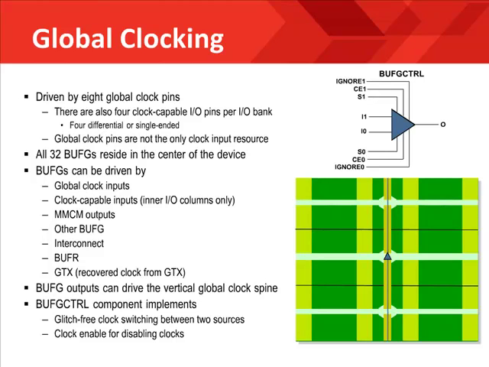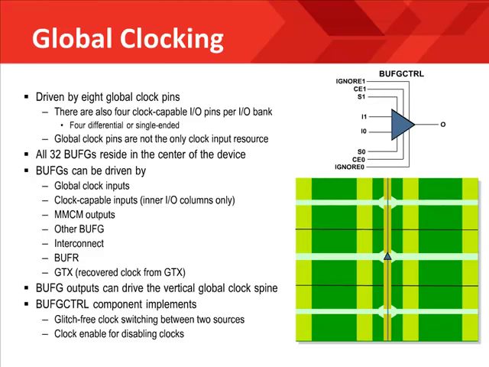The MMCM outputs, other buff-Gs, general interconnect, regional clock buffers, or buff-Rs, as well as the outputs of the GTX transceivers. The buff-G outputs can drive the vertical global clock spine. Also, the buff-G control component implements a glitch-free clock switching between 2 sources and operates a clock enable for disabling clocks if so desired by the designer. Please note that the buff-Gs can only be driven by clock-capable I/O pins that are placed in the center I/O columns. This is important again for planning your pinout.